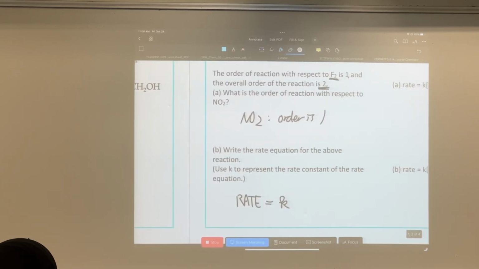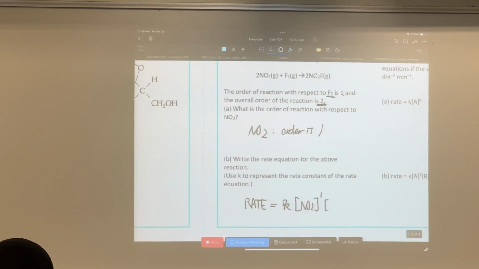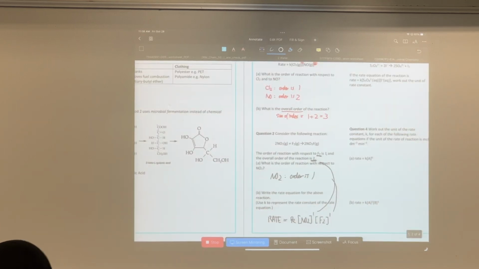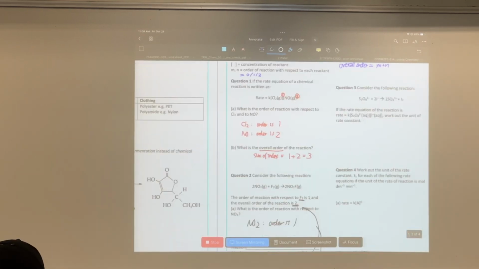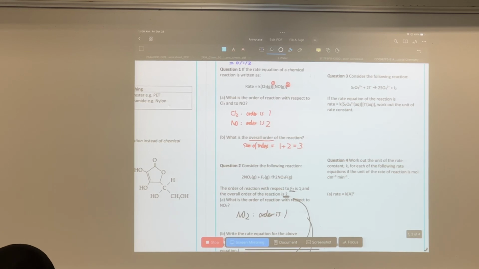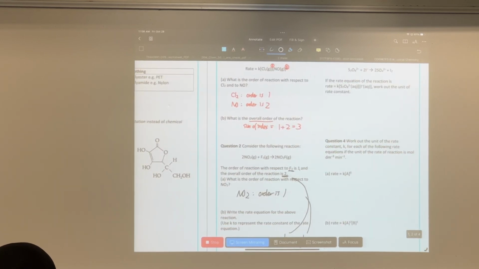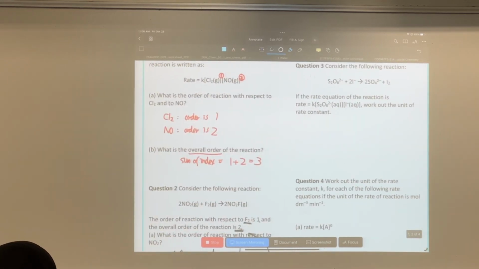So and then what? NO2. What is the order? 1. And then what is the other? F2. What is the order? 1. So this explains why the overall order is 2. So you see, when you apply it, it's actually quite simple. Okay. Now let's try question 3. The rate equation is like blah blah blah. So what is the unit of the rate constant?